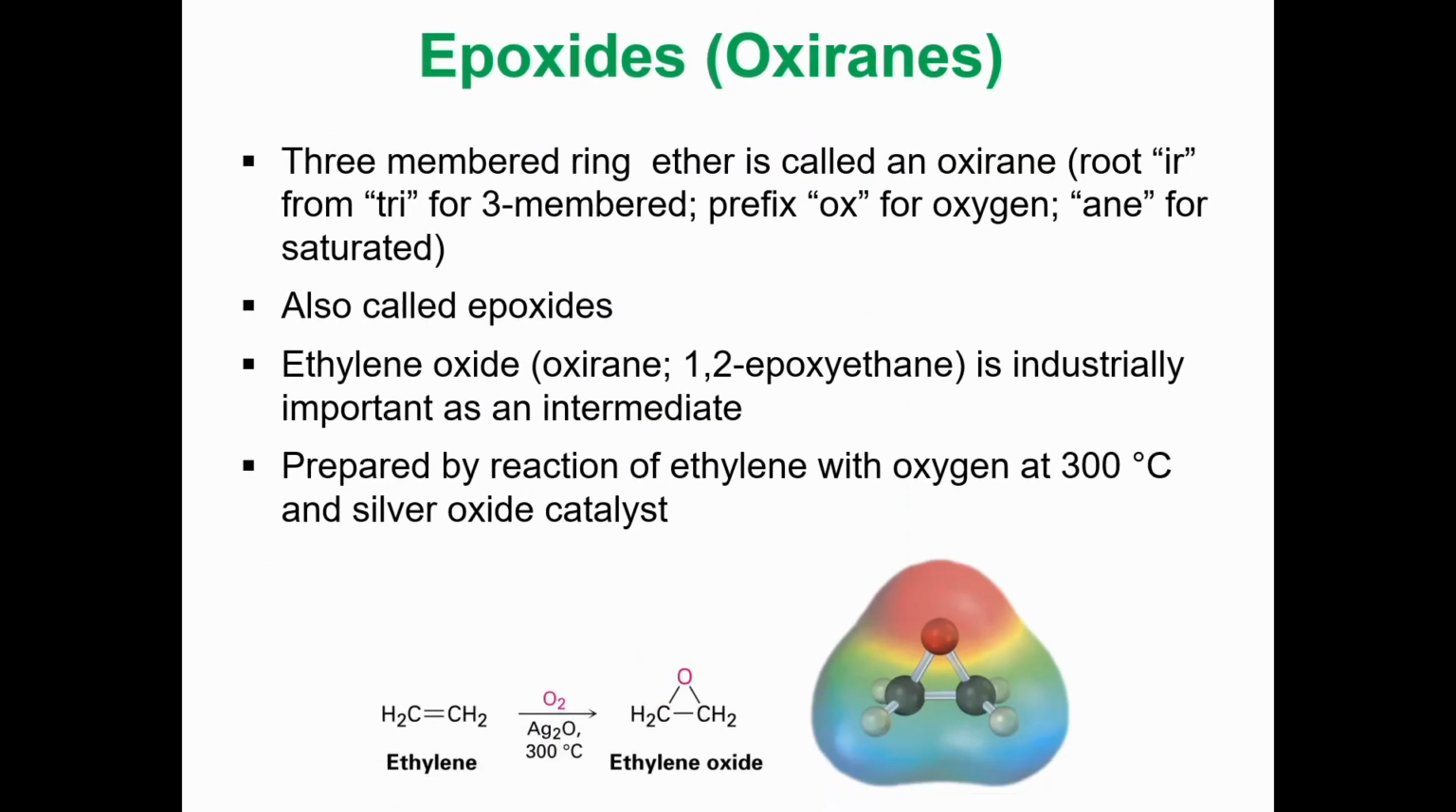Epoxides. Epoxides are three-membered rings of ether which are called oxirane. Industrially important as an intermediate, it is prepared using ethylene in the presence of oxygen and silver oxide catalyzed at elevated temperature to form an epoxide, which is called ethylene oxide.